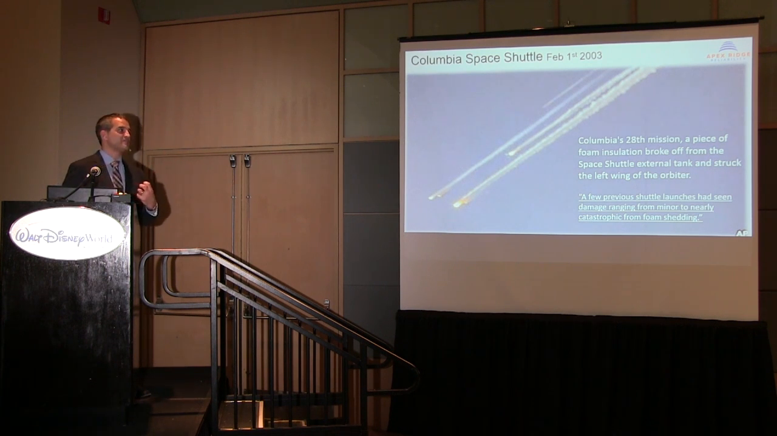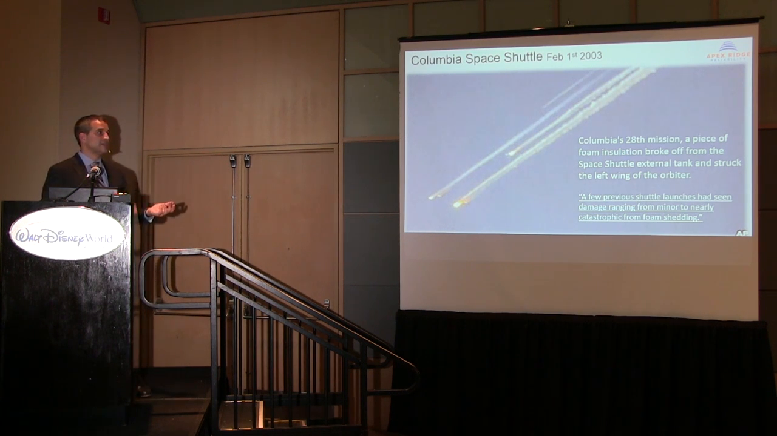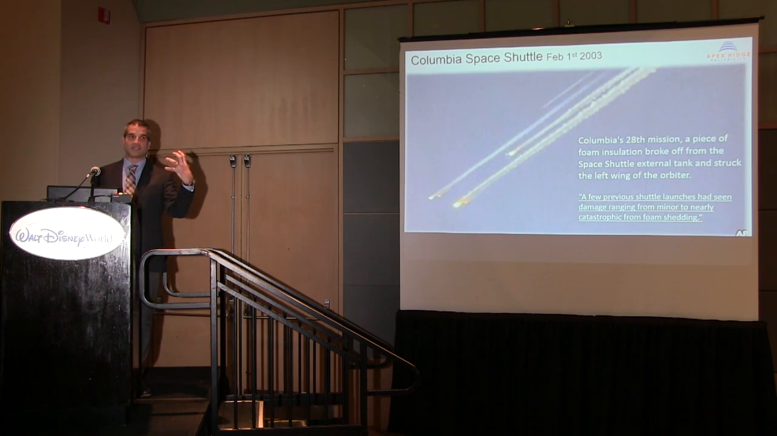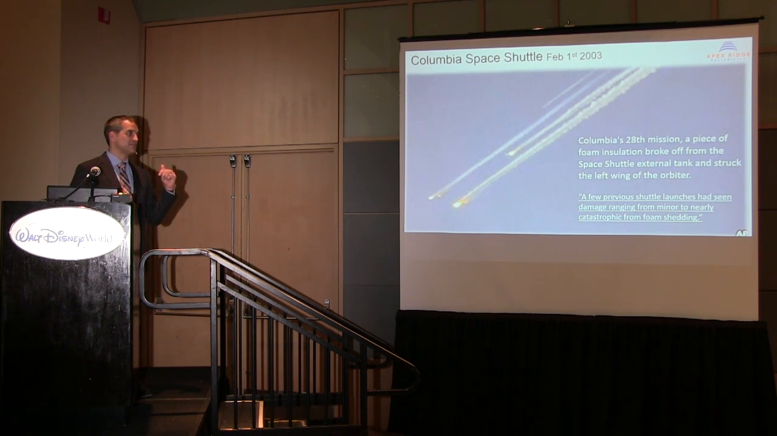It was its 28th mission, and what caused the failure was a piece of foam insulation broke off from the Space Shuttle external tank and struck a left wing of the orbiter. So this is happening during takeoff. So then, now the wing no longer has the correct thermal protection for reentry. This is the part that's chilling. A few previous shuttle launches had seen damage ranging from minor to nearly catastrophic from foam shedding. 28 missions. This was something that they'd come to the point of like, yeah, it happens.